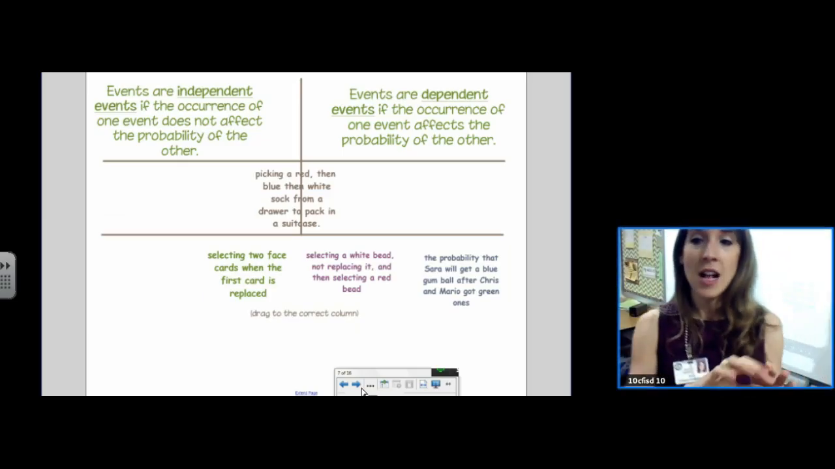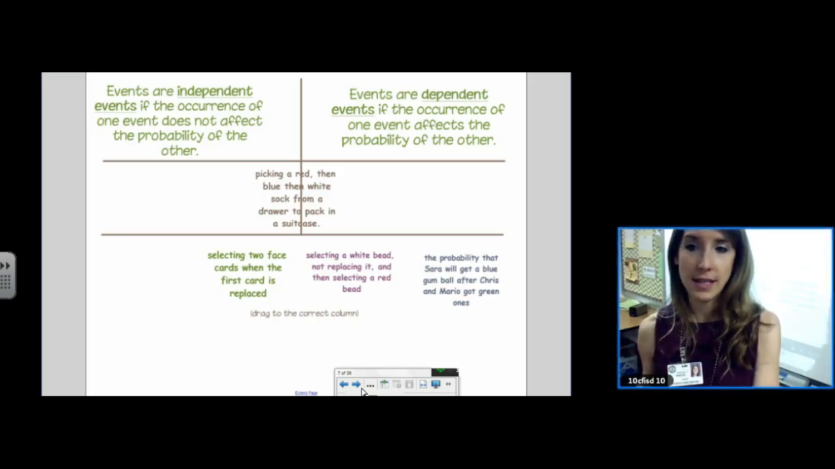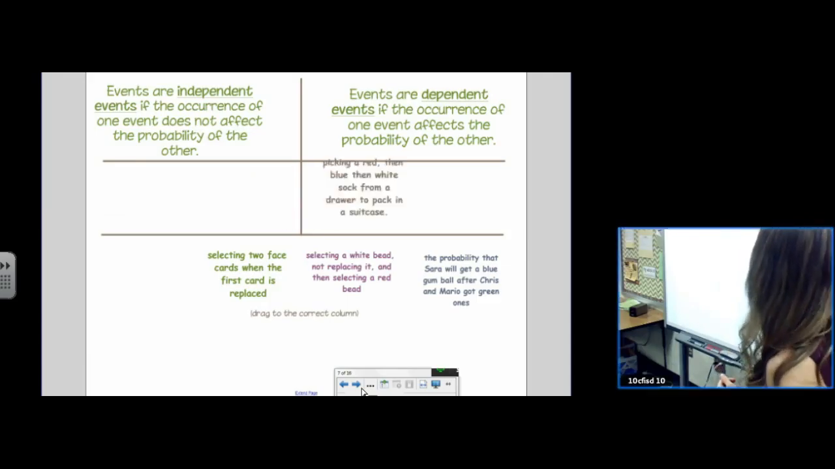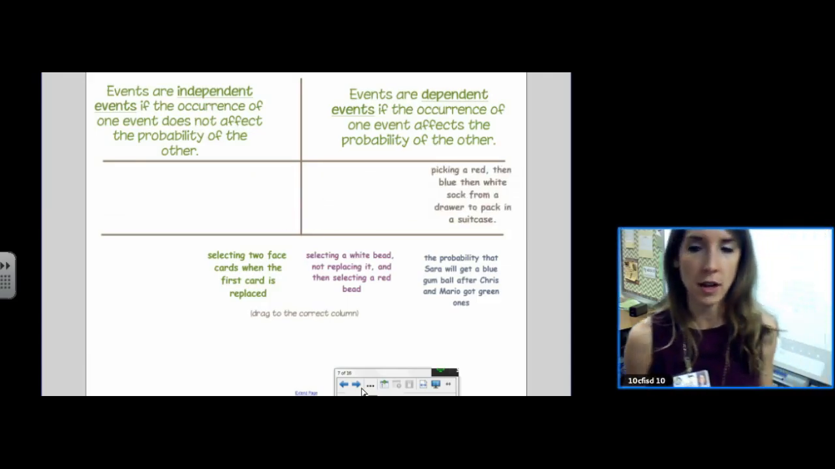It is dependent, because you're putting them in a suitcase. Since you're not putting the socks back in the drawer, you're changing your sample space every time you choose a pair of socks out of there.